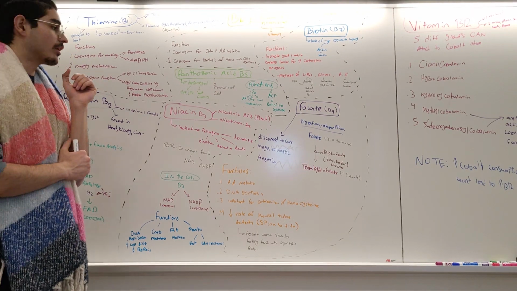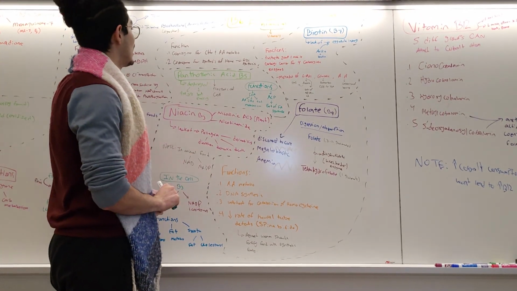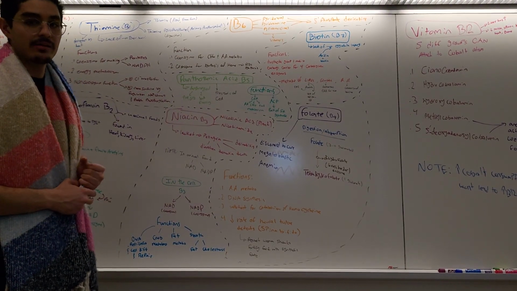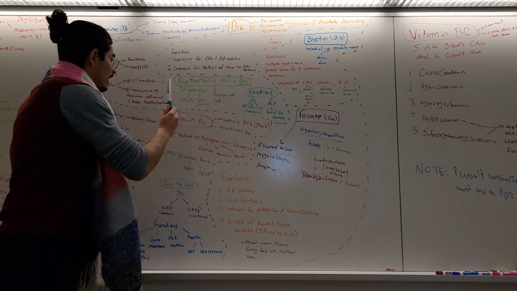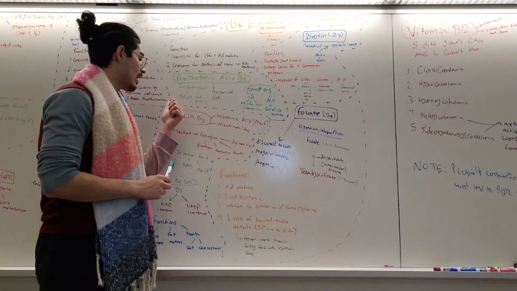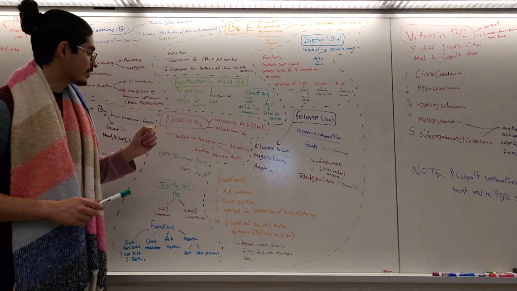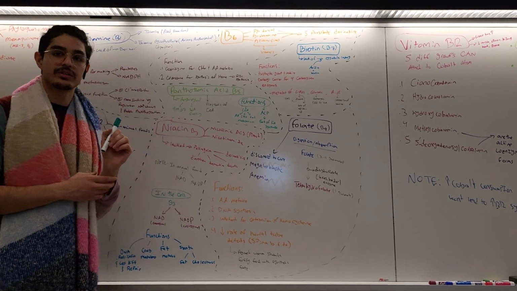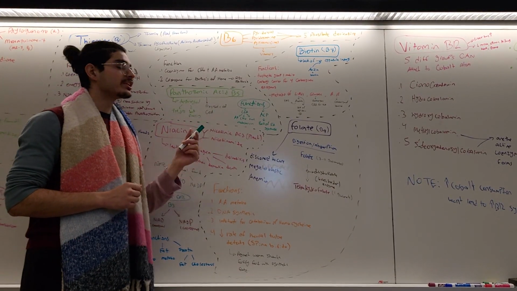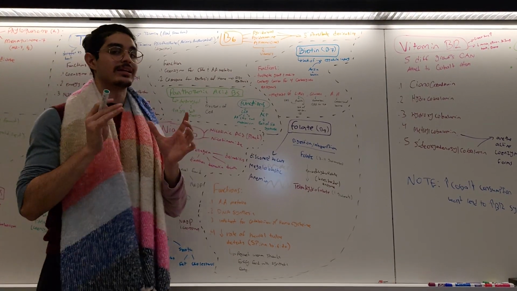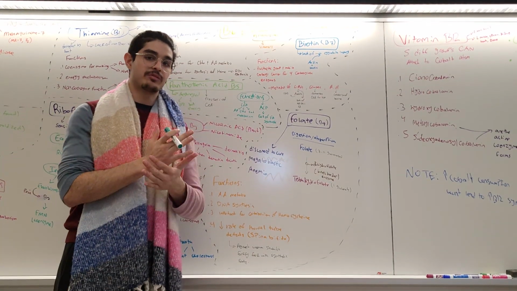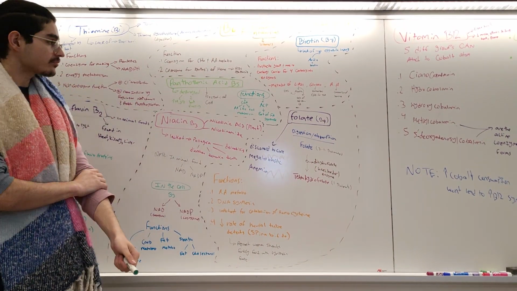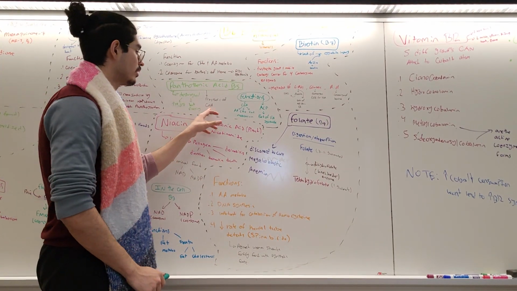Now let's move on to B5, pantothenic acid. B5 can be destroyed by an alkaline environment and an acidic environment, as well as in heating conditions and freezing conditions. It is a metabolically active prosthetic group of coenzyme A. That's important to understand, a very important enzyme.